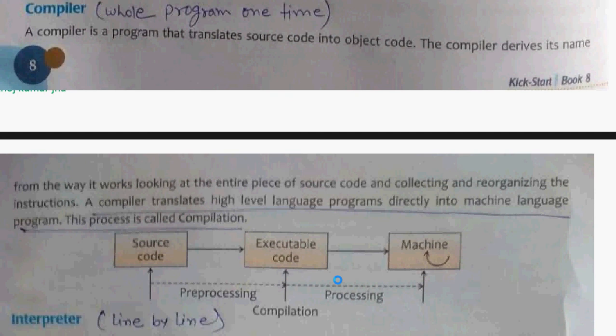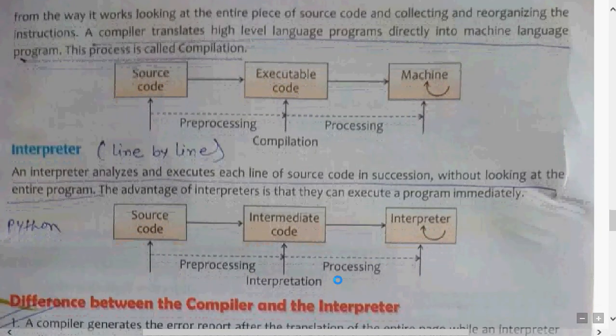A main difference is that the compiler translates the whole program at once, but the interpreter translates the program line by line. This is the main difference. I am going to repeat that the compiler translates the whole program at once, and this process is called compilation, but the interpreter translates the program line by line.